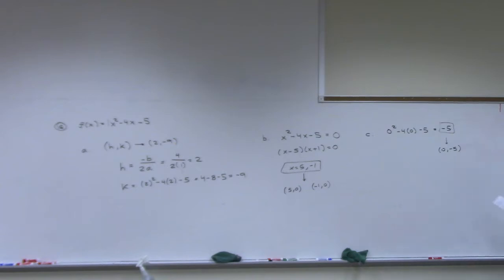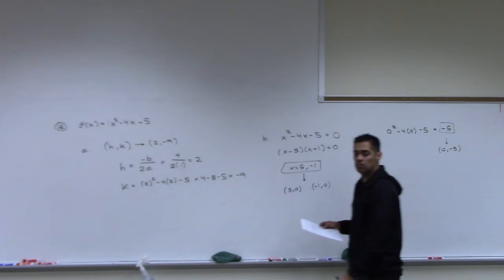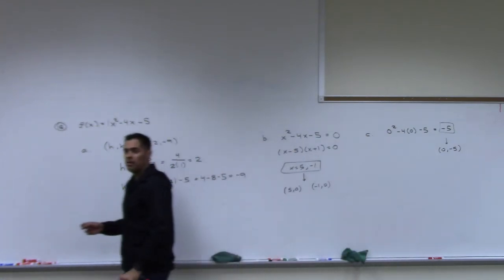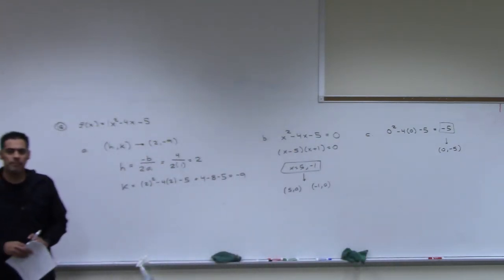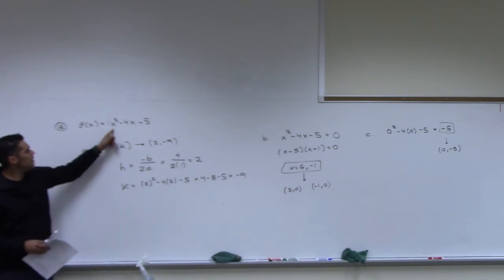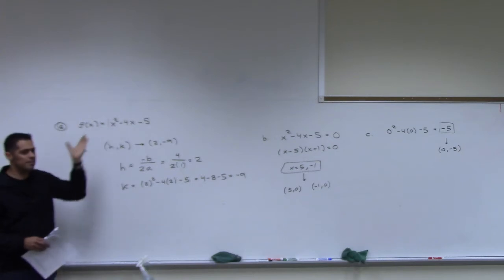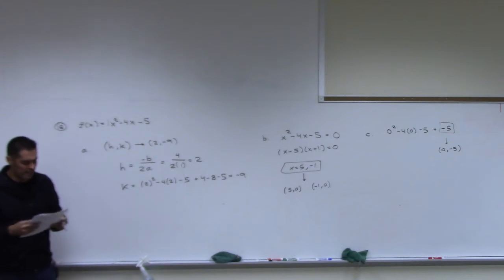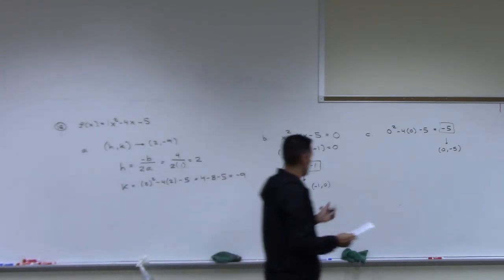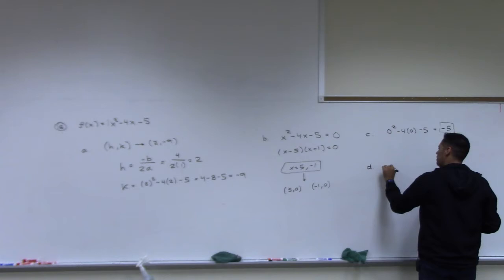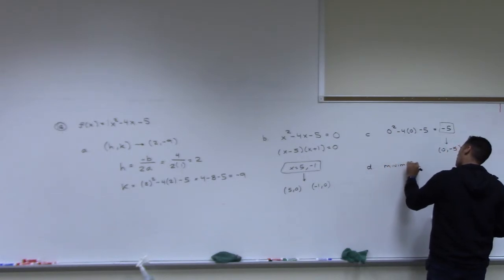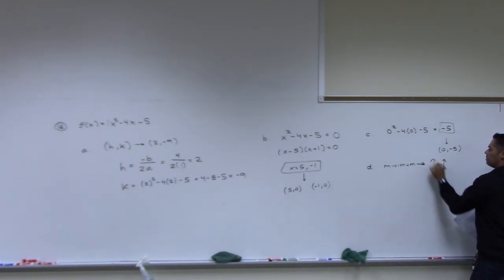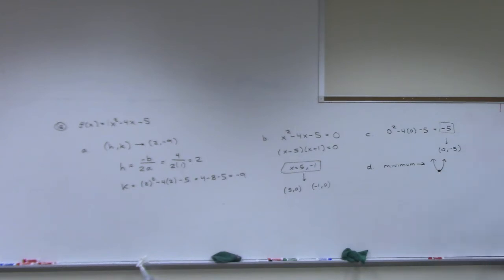Does this graph have a maximum or a minimum value? What is it? Minimum. How do you know? This opens up, because a is positive. Since this number is positive, the parabola looks like this, which means it has the lowest point. Now, I ask you to graph it on part E. So part D, it has a minimum, because it opens up, so it has that smallest value.